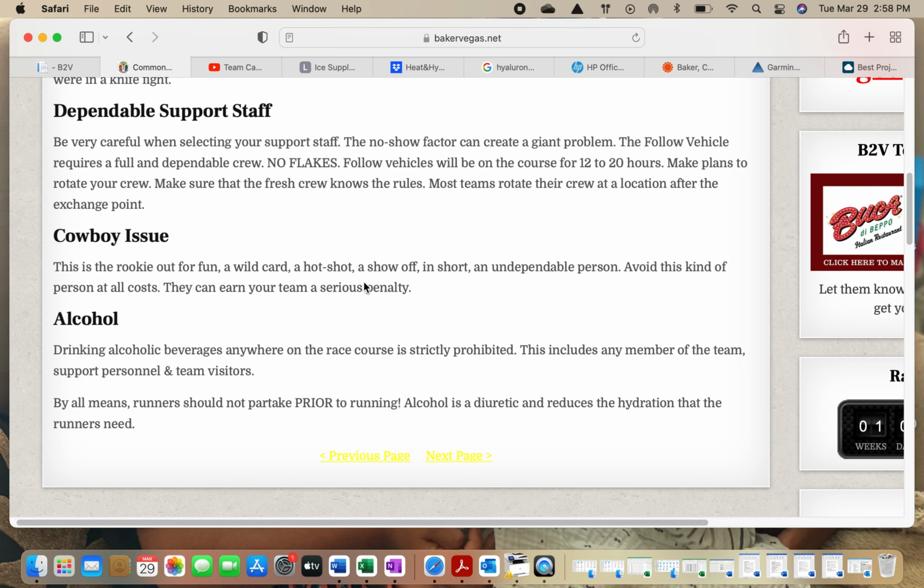No alcohol at all, as you guys all know. This is automatic disqualification. So I assume everyone knows this rule and will abide by it. Please make sure all of your teammates know. Make sure all your staff knows. No alcohol on the race course at all. Non-negotiable.